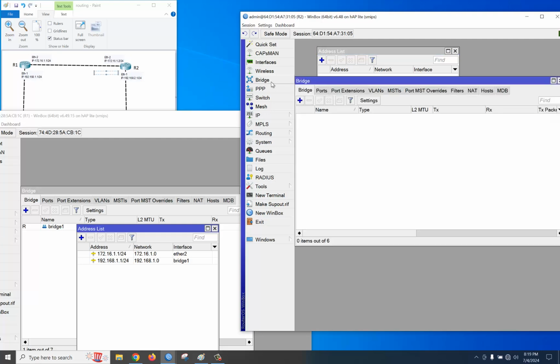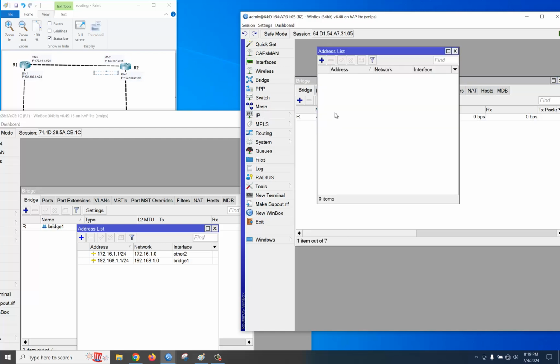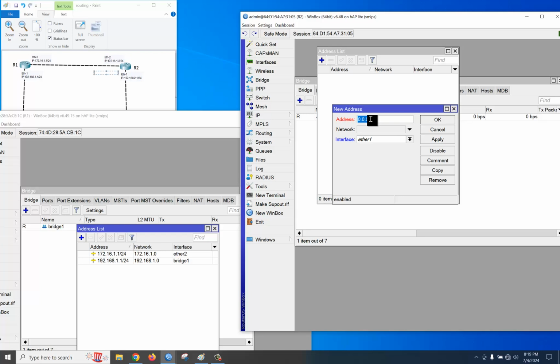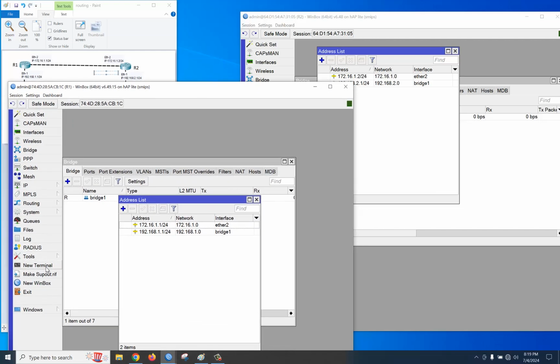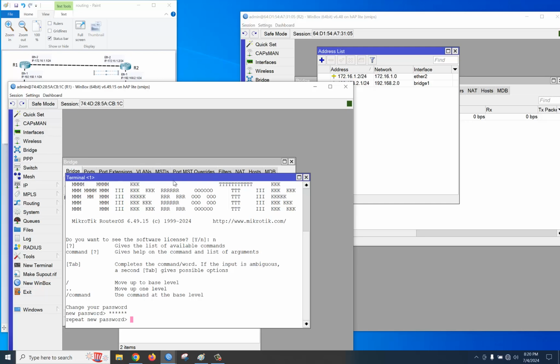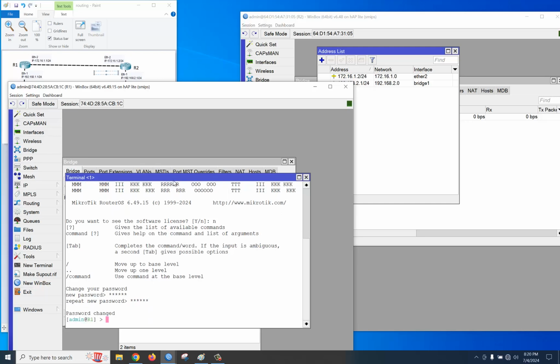For the LAN IP assignment, we are creating a bridge. Then for assigning the IP address, IP, Address, click plus. Then 192.168.2.1/24. The interface will be bridge. The point-to-point IP is 172.16.1.1/24. The interface will be Ethernet 2. Now we can try to ping from one router to another. We are setting a password as it is a new OS.